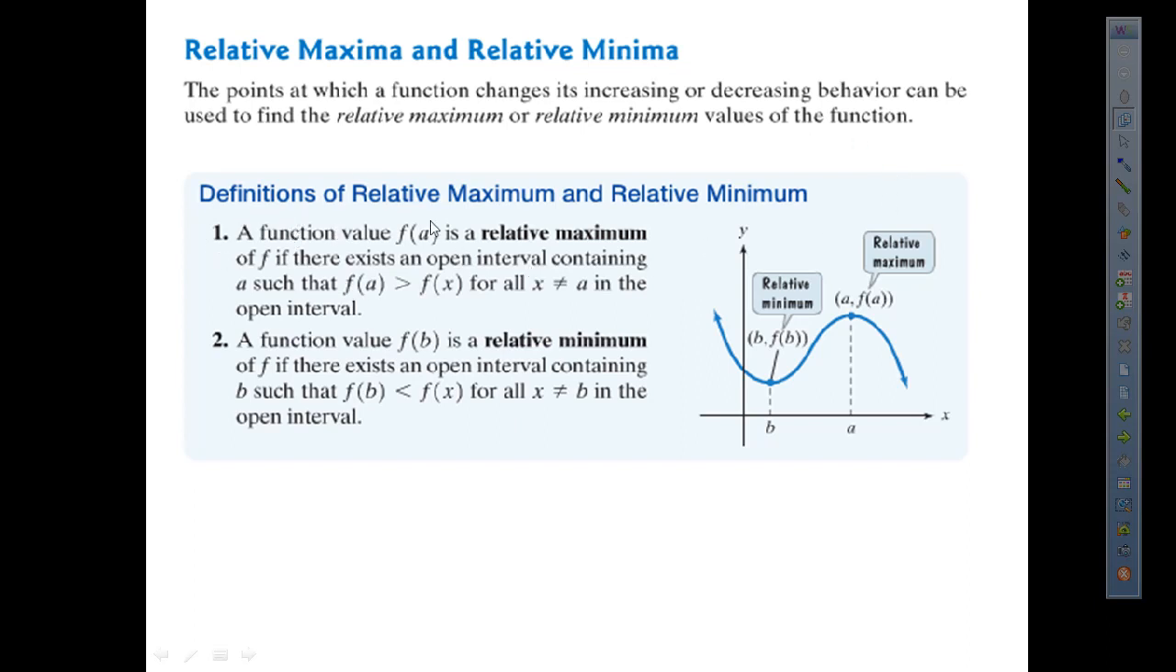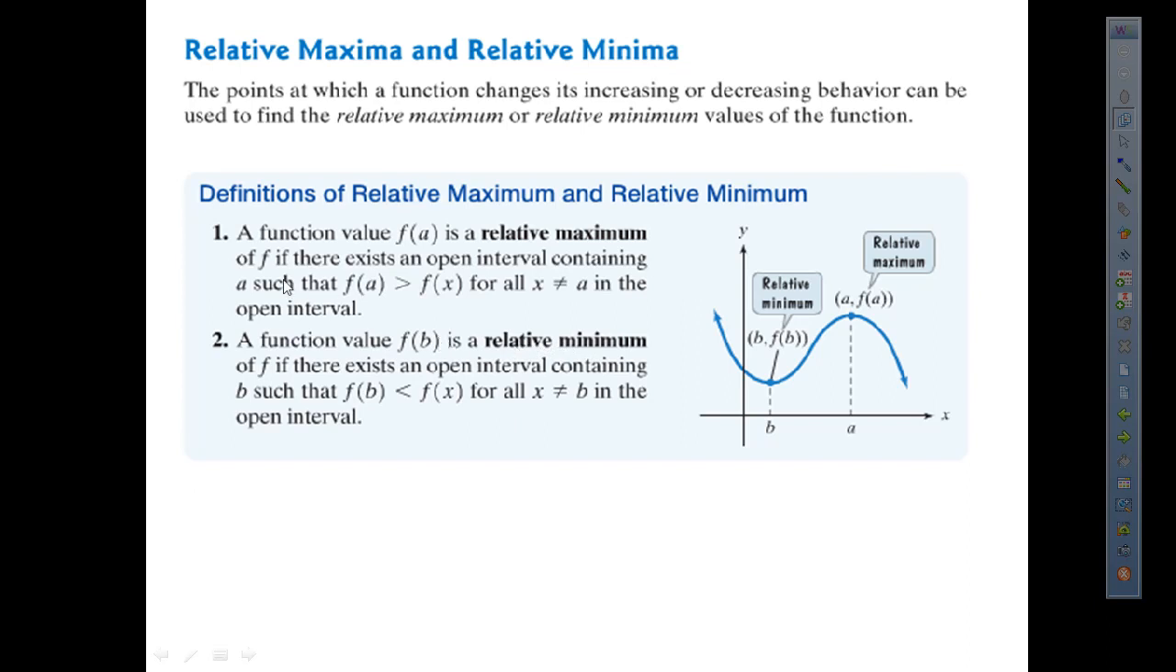Now, here are the definitions of relative maximum and relative minimum values. When we say relative, the reason we say relative is it's relative to those points around it. It's not going to be the absolute highest point. It's not necessarily going to be the absolute lowest point. It might be, but it's not guaranteed to be. Relative just simply means that it is the maximum value for those points around it, or the minimum value for those points around it.